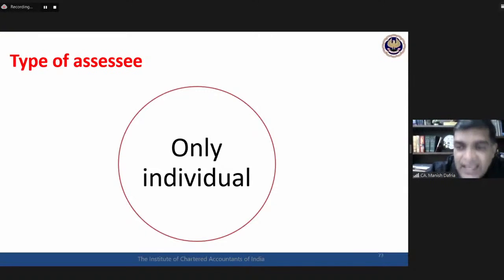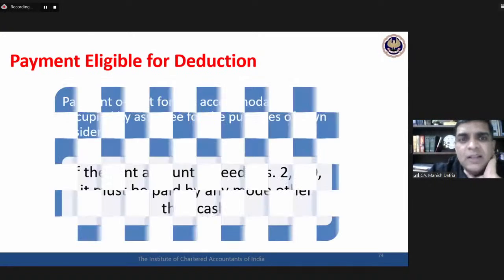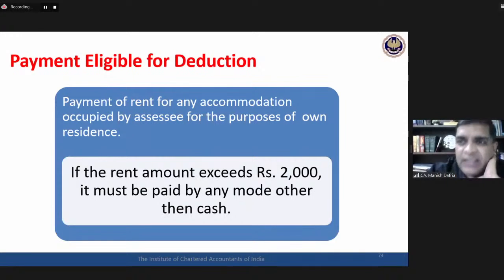Now, since the Act is talking only about individual, not saying anything about residential status, that means the assessee may be resident or non-resident both, but it should be only an individual assessee. Now, deduction is available for what? Who is eligible? Any individual. What is eligible? Payment of rent for any accommodation occupied by the assessee for his own residence. Rent paid for self-residential accommodation is what is eligible for this section.